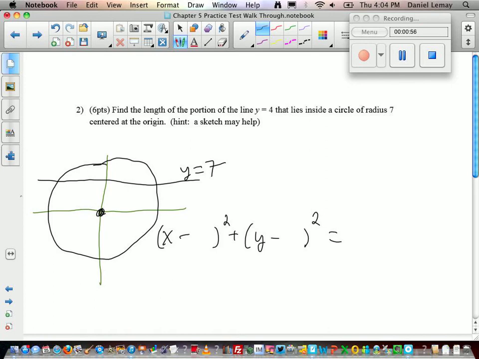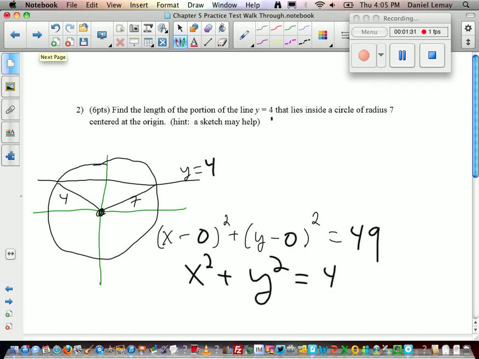This problem, we want to find the length of the line inside the circle. So this is like that problem you did out of the book. So I drew a sketch of this. We know the radius is 7. So that's 7, that's 7. And I'm just noticing a mistake. This should say y equals 4. That's that line. So let's come up with an equation of the circle. Well, I know that it's centered at the origin, so really you can just have 0 there. We know the radius is 7, so we're going to square it. So we really have this equation here.